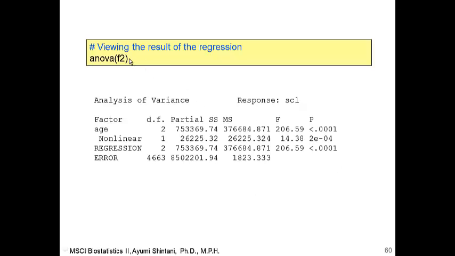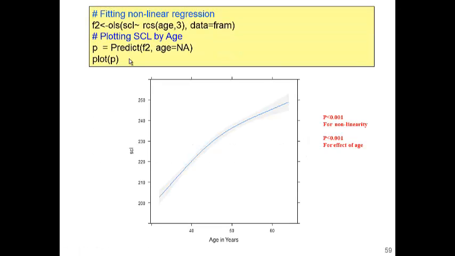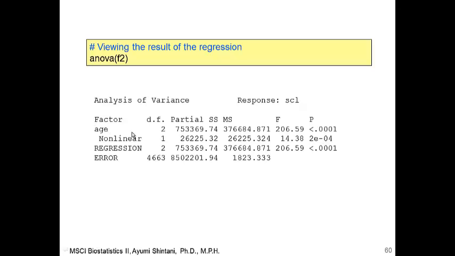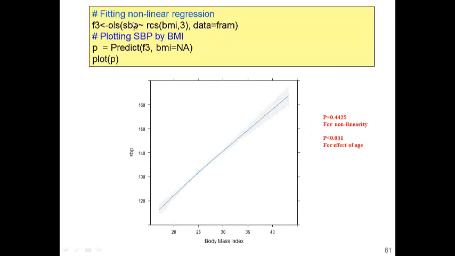And another table provides the p-values we just saw in the previous graph. Okay? So the p-value next to age indicates the overall association, the effect of age on serum cholesterol level, and the p-value next to nonlinear indicates whether the nonlinearity is statistically significant or not. And next, we do a similar nonlinear regression to assess the association between BMI and systolic blood pressure. Okay? And here we allow the effect of BMI to be nonlinear, although the graph looks very linear. And if you check, the p-value for nonlinearity is 0.4425. And although there is an overall effect of BMI, that effect seems not nonlinear, so that may indicate linearity.